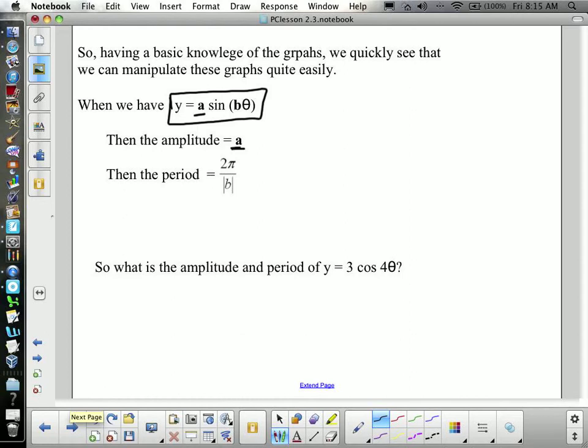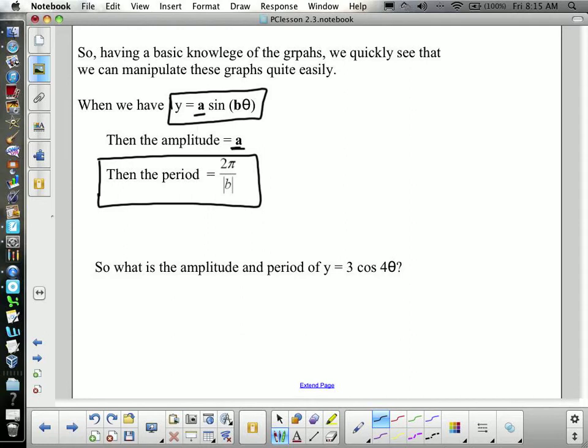The period, there's 2 ways of interpreting B. I could say it completes B periods in 2 pi units, or what I think is a little bit easier is say the period of the function becomes, instead of 2 pi, 2 pi divided by B, whatever B is. So in our previous example, I said B was 2, so the period would be 2 pi divided by 2, or pi. So it's going to complete a cycle in pi units instead of in 2 pi units.